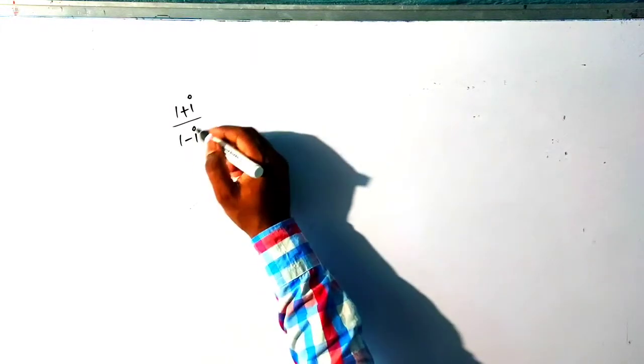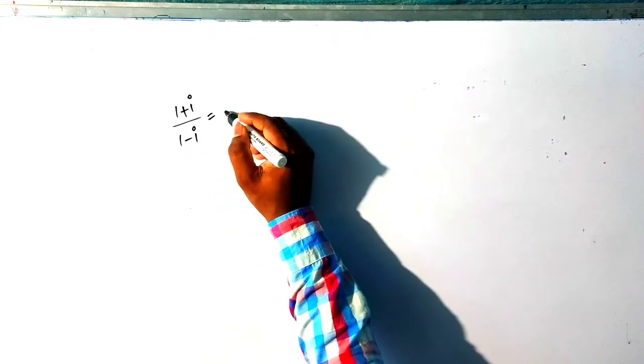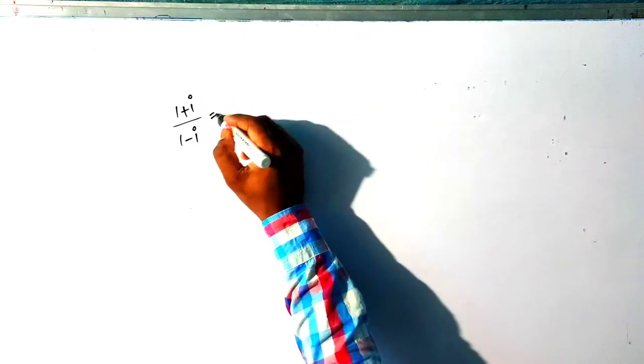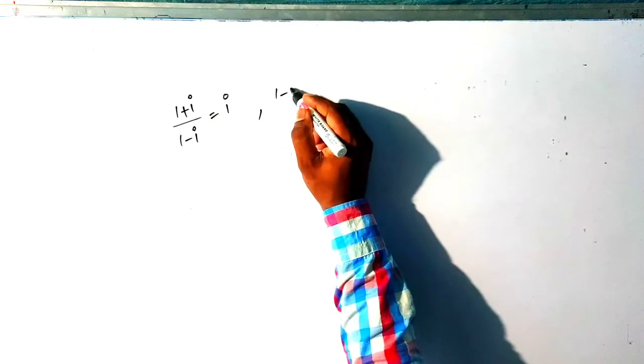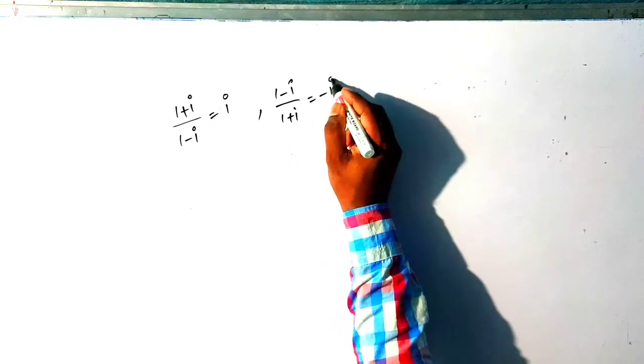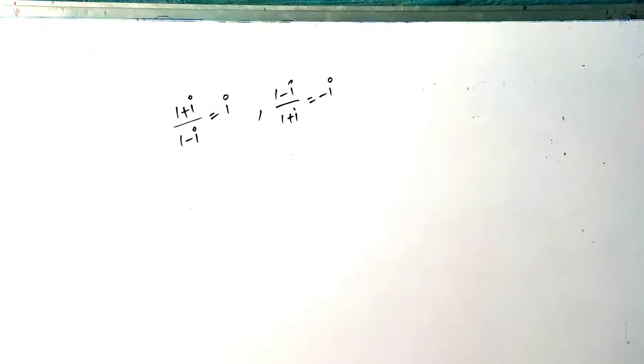(1 plus i) divided by (1 minus i), the value is nothing but i. And (1 minus i) divided by (1 plus i) is equal to minus i. Clear? So these are the values, so remember this one.